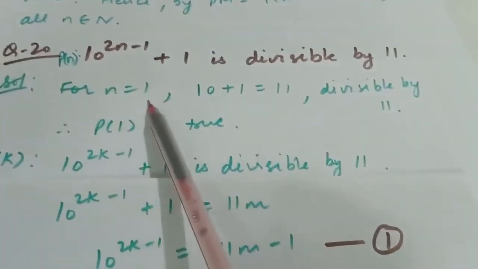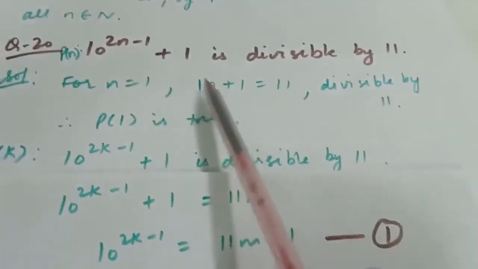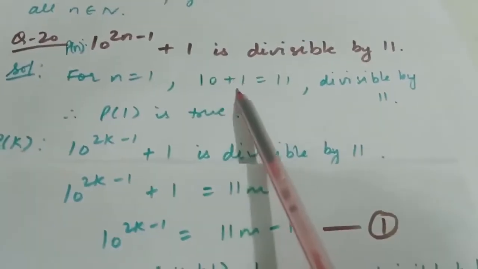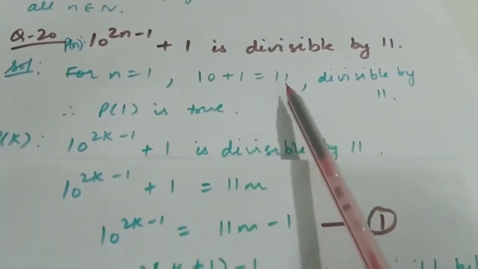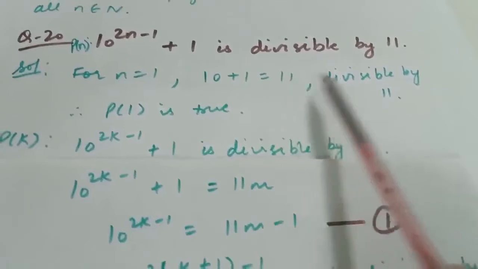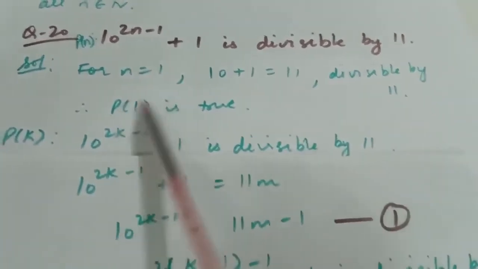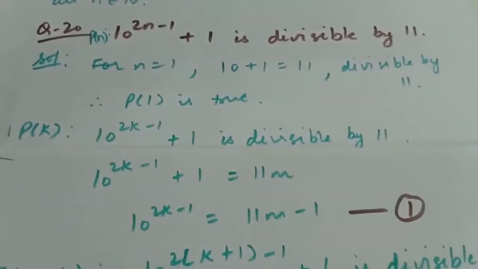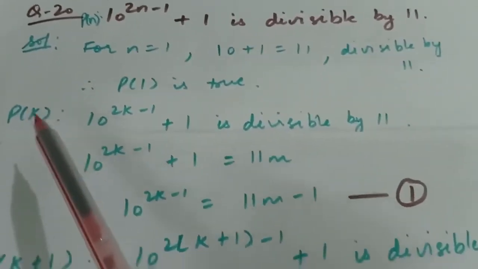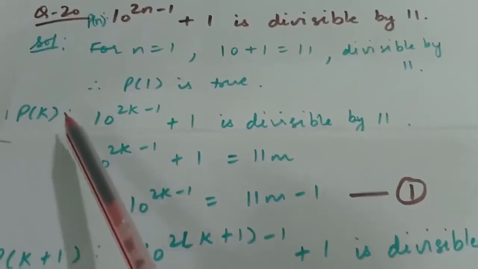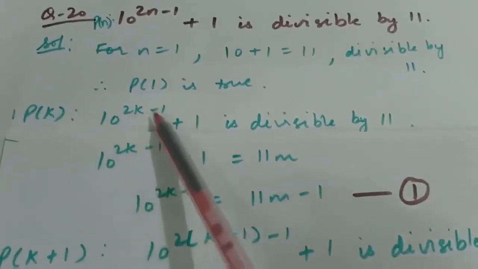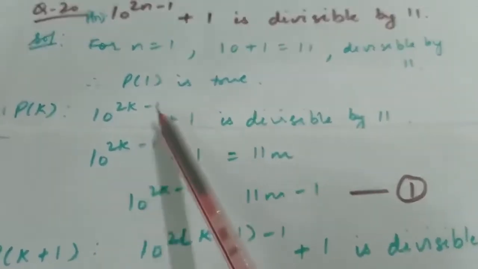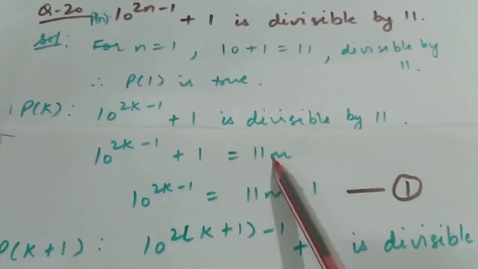Now for n equal to 1, in place of n put 1. So it will be 10 raised to the power 2 minus 1, which is 10 to the power 1, plus 1, which is equal to 11. We have to show that this is divisible by 11. It is obvious, therefore P1 is true. Now we will assume that Pk is true. You will write all the statements, which I am not writing. So we have assumed Pk is true, so 10 raised to the power 2k minus 1 plus 1 is divisible by 11. As it is divisible by 11, it is a multiple of 11.